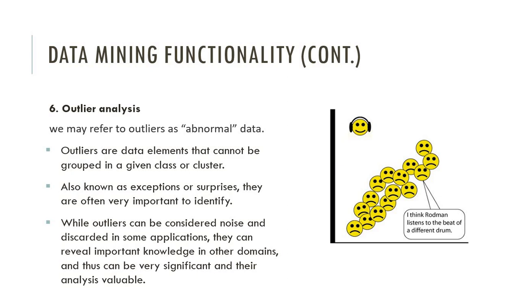Outlier means abnormal data. Outliers are the data elements that cannot be grouped in a given class or cluster. The data that is not part of that group or cluster are called outliers, also known as exceptions or surprises. They are often very important to identify. Many times we can say that this is an exception case, and in that case it is an outlier.